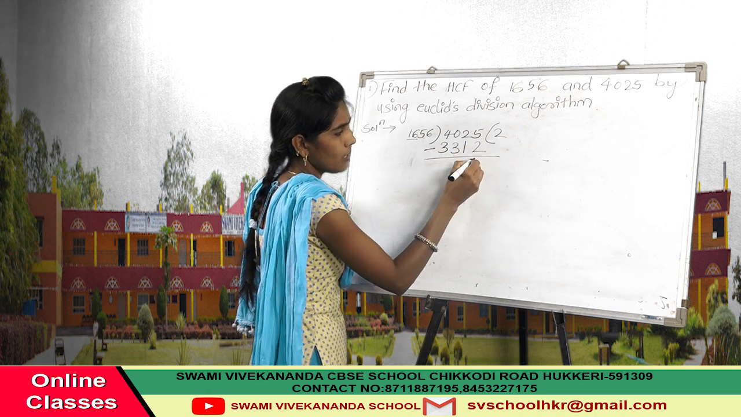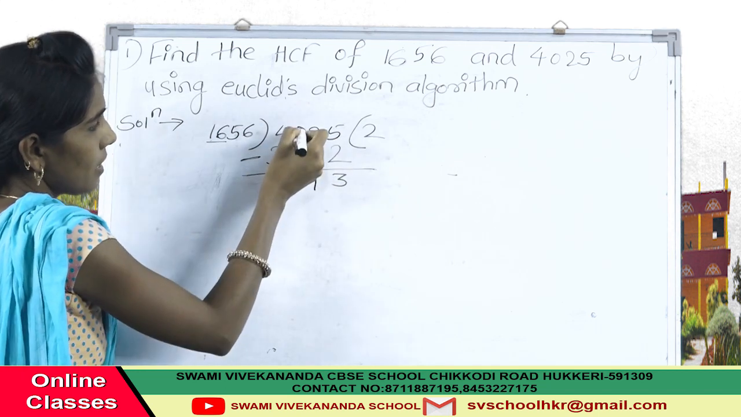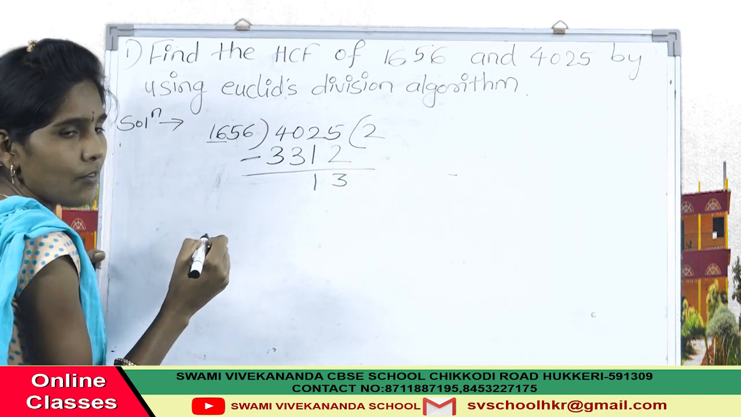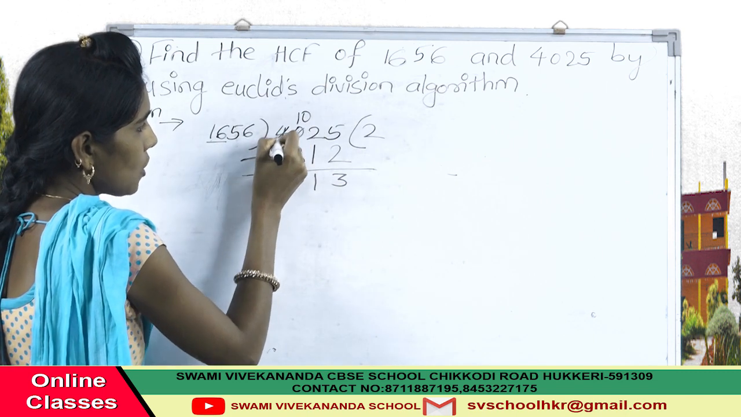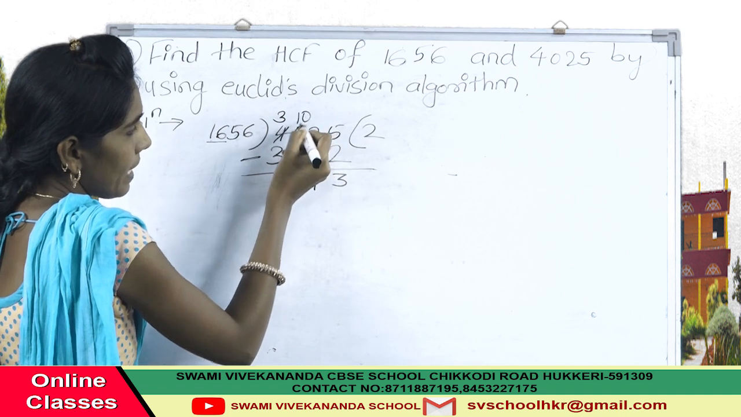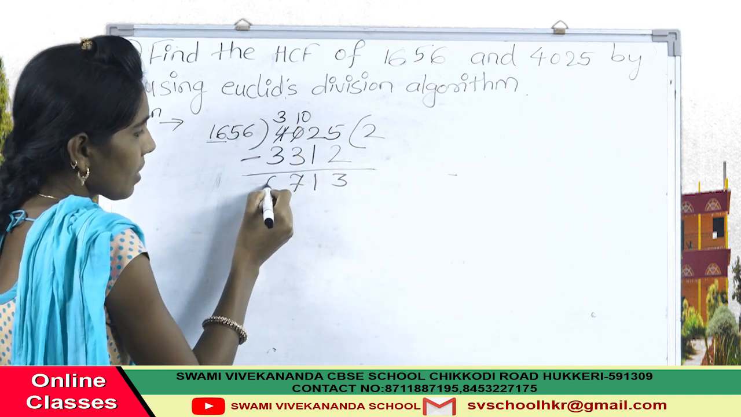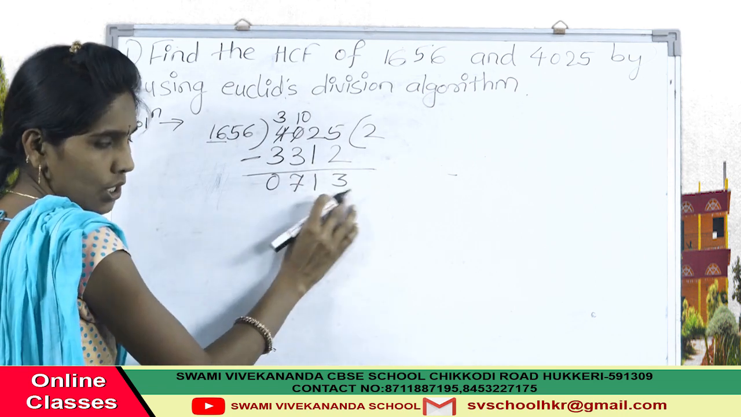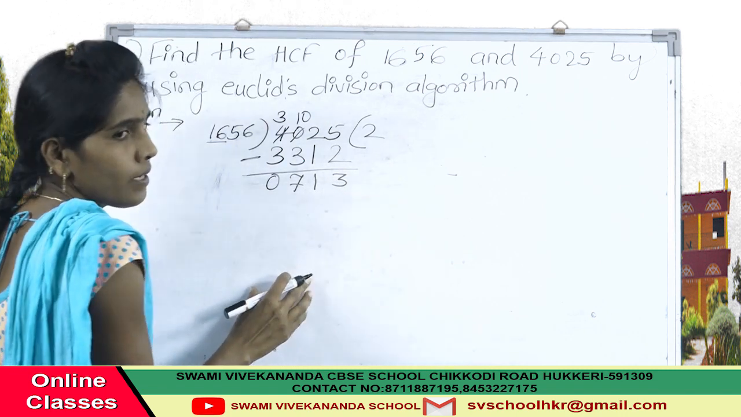5 minus 2 is 3. 2 minus 1, 1. Now 0 minus 3 we can't, so we have to take it as a 10 and this one is a 3. 10 minus 3 is 7. 3 minus 3, 0. Is this equal to 0? No. So one more time we have to divide.